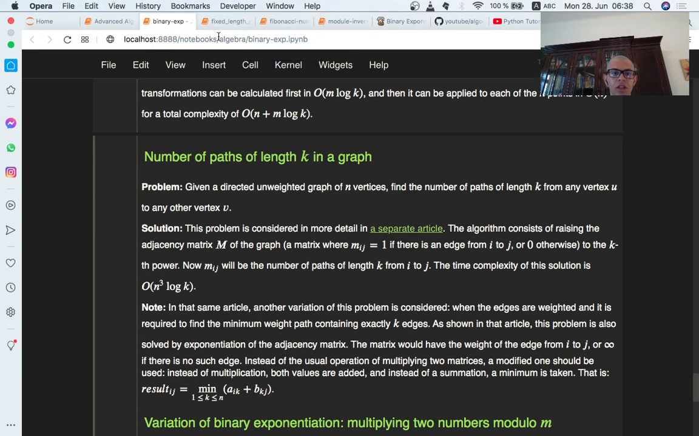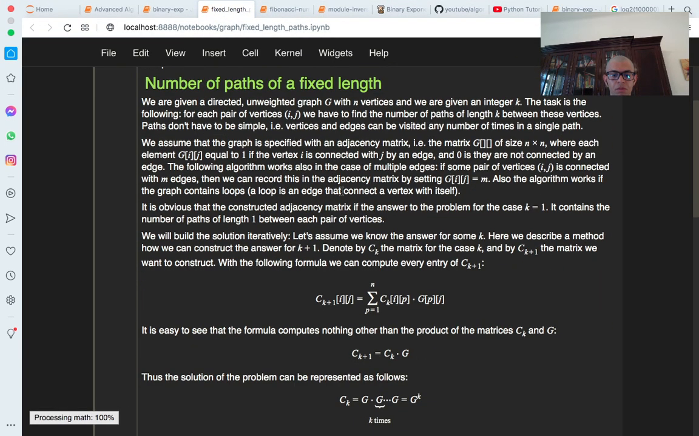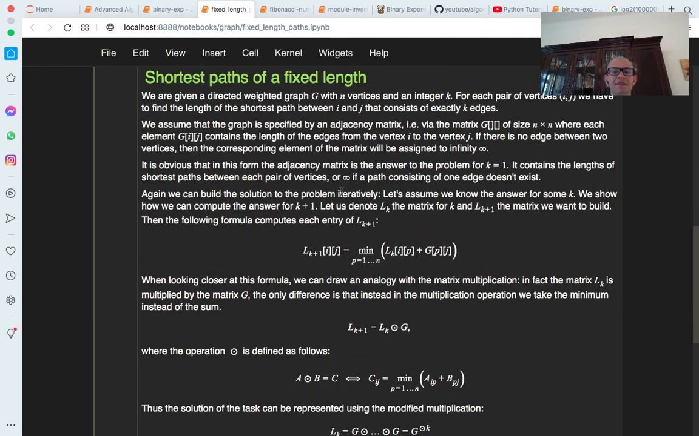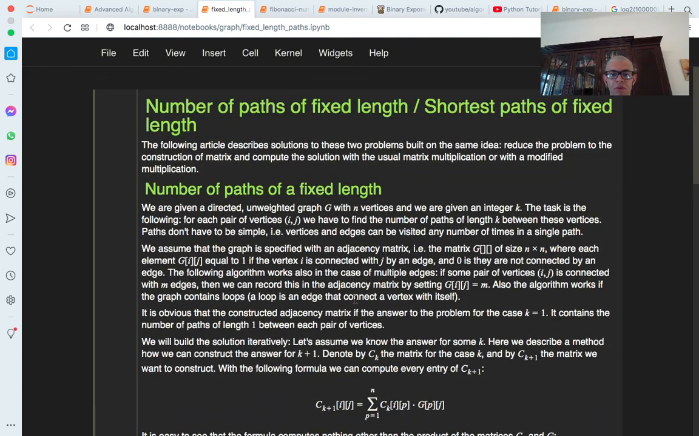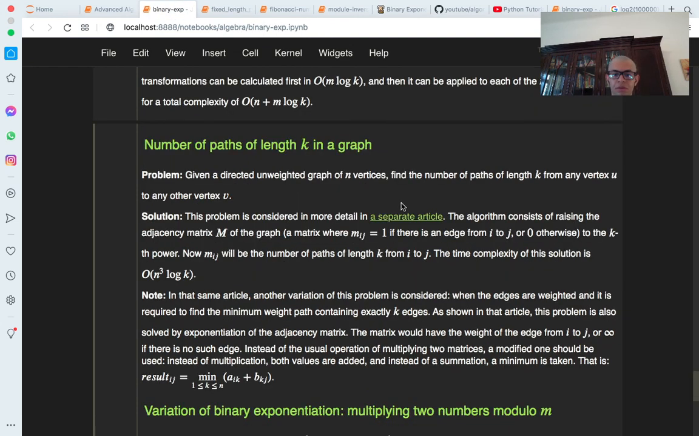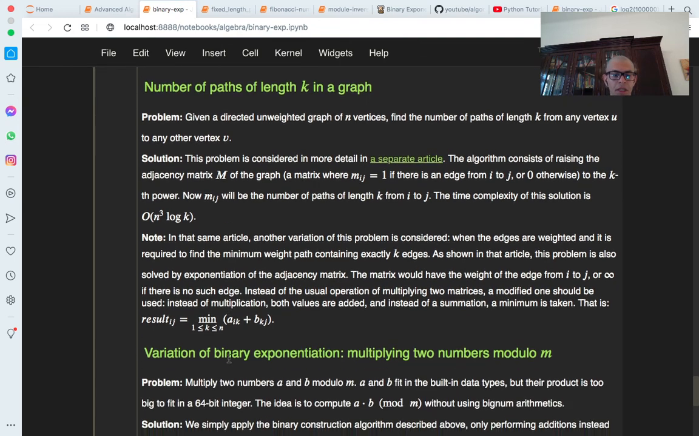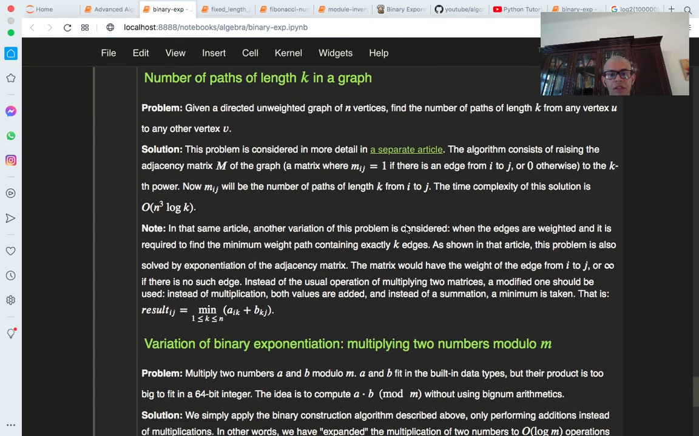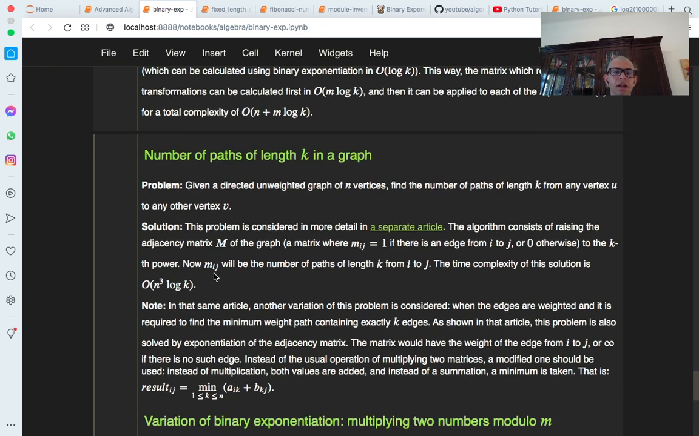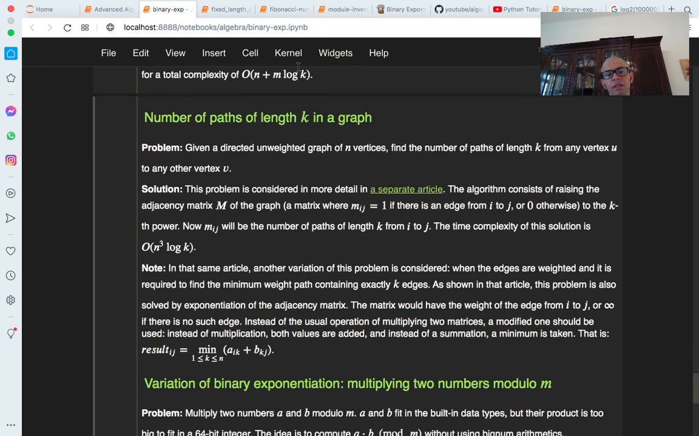We'll check it out some time, of course, if you stay with me. There are some funny things about graphs. In order to do that, we raise the matrix to the kth power, and now m_ij is the number of paths. So yes, we can use this algorithm to compute the number of paths of length k in that graph.